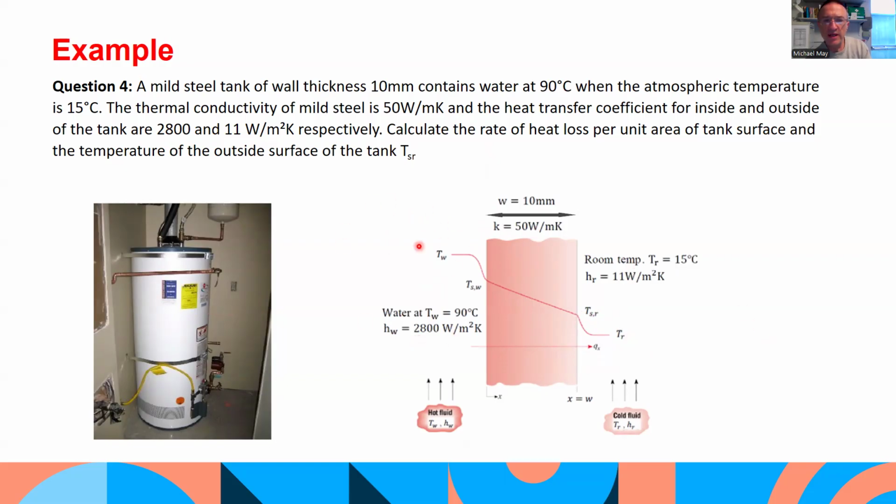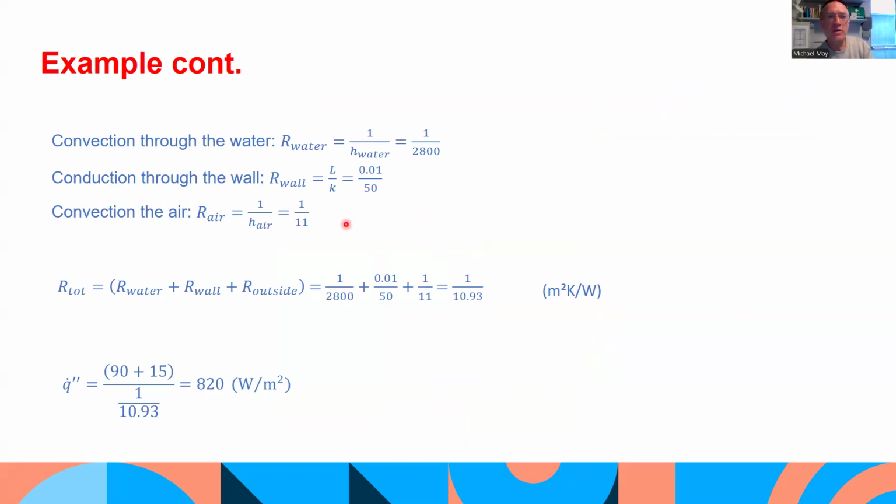Water on the inside of the tank, air on the outside of the tank, separating wall. And we have the values that we need. So the convection through the wall, the R value is 1 over h, so that's 1 over 2800. Conduction through the inner wall, the R value can be calculated by the thickness of the tank divided by the k value. And the convection through the air is 1 over 11.